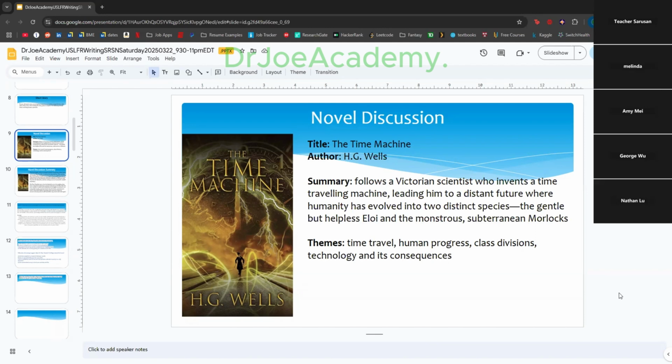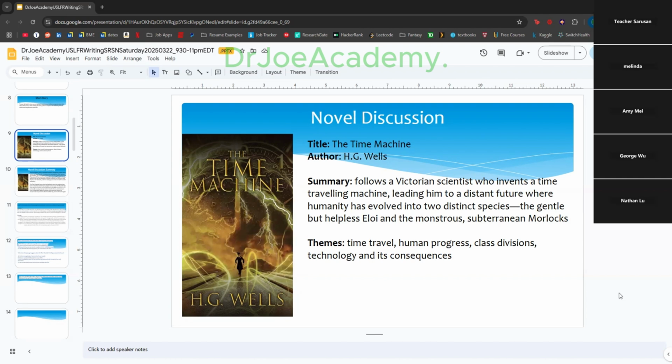A novel discussion titled The Time Machine. Summary: follows a Victorian scientist who invented a time-traveling machine, leading him to a distant future where humanity has evolved into two distinct species, the gentle but helpless Eloi and the monstrous subterranean Morlocks. Themes: time travel, human progress, class division, technology and its consequences.